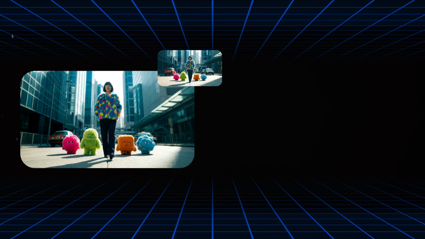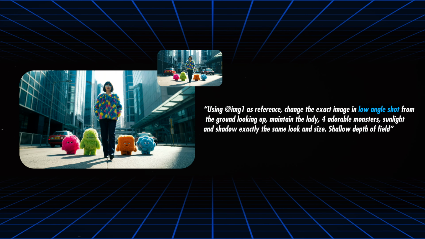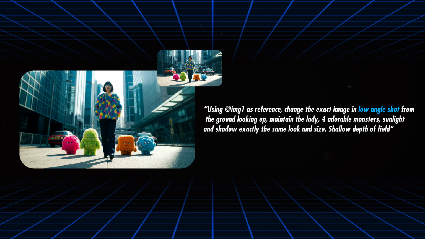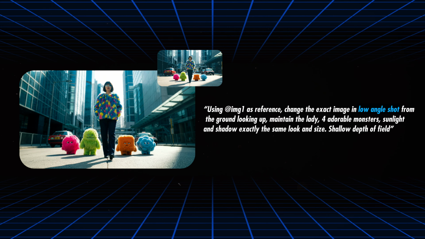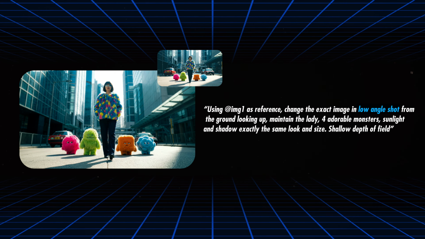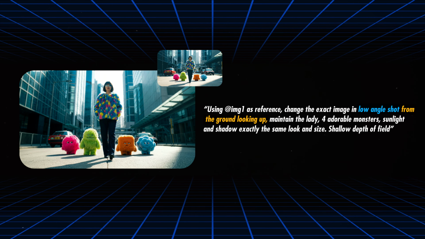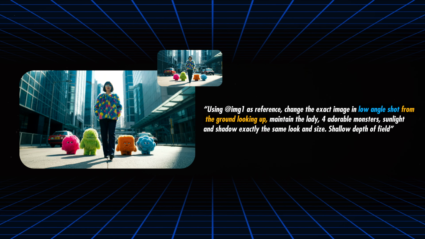Okay, we've seen the high angle. Now let's flip the script completely. For the next shot, I want to make the character feel larger than life, more dominant. To do this, I'm switching to a low angle shot. But simply typing low angle can sometimes result in a generic tilt. To be precise, I add from the ground looking up. This forced the AI to place the virtual camera right down on the floor. This changed the relationship between the viewer and the subject. Instead of looking down on them, we are literally looking up to them.